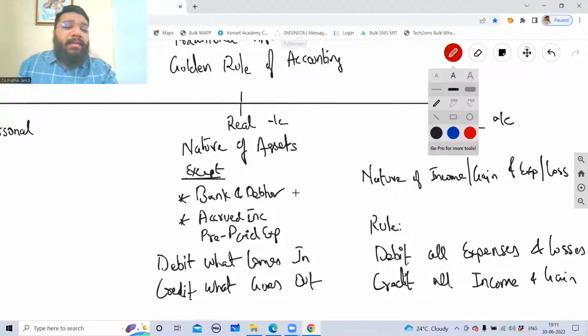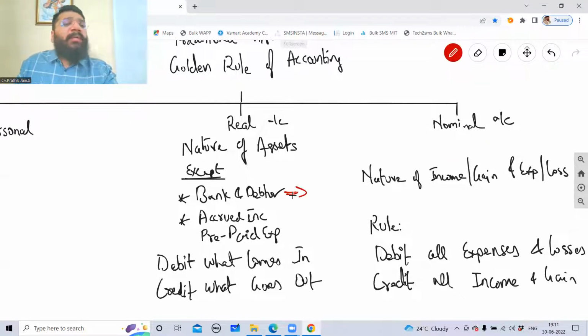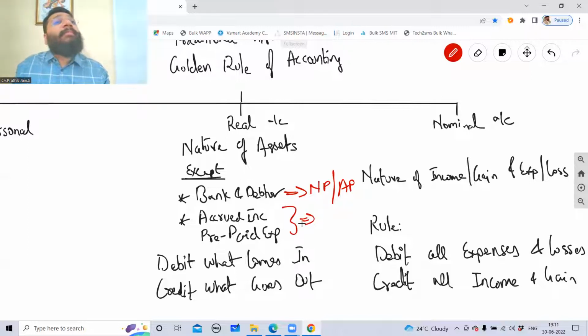So here bank and debtor are excluded, guys. Bank and debtor will go where only one account is left, which is personal. In personal, there are three more subcategories: natural personal, artificial personal, and representative. Bank and debtor form part of natural personal or artificial personal, because a debtor can be a human being also. So it can be either a natural personal account or an artificial personal account. And your accrued income and prepaid expenses will always be representative in nature. So this is representative personal account.